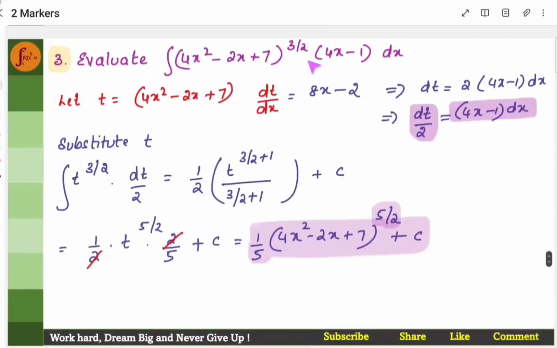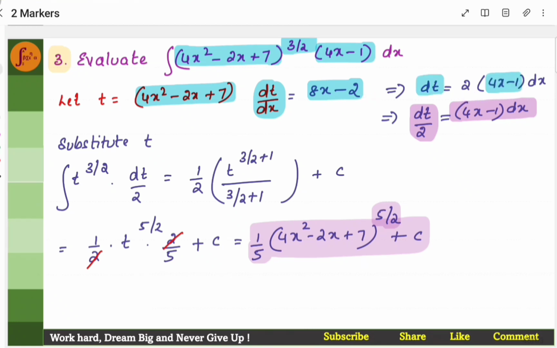Here this is also the same case. This is the function and you have the derivative. Ignore the power. So t is just the function without the power. Find the derivative of this function. It is 8x minus 2. Here you have 4x minus 1, but in the derivative we get 8x minus 2. So you take 2 as common, and you'll get 4x minus 1.